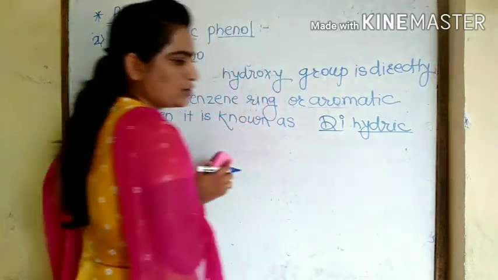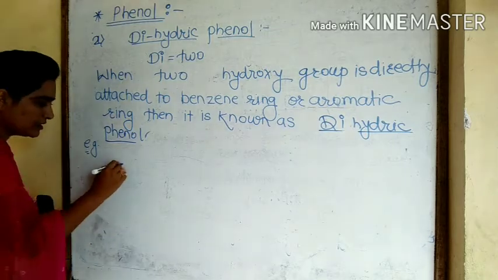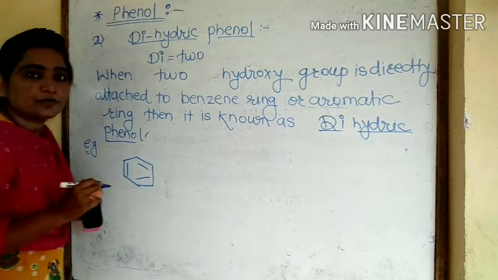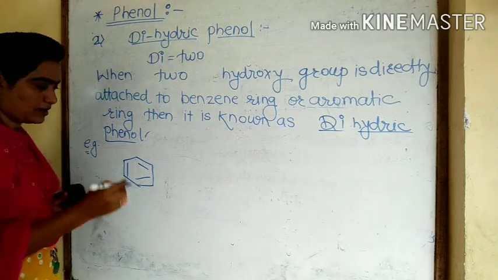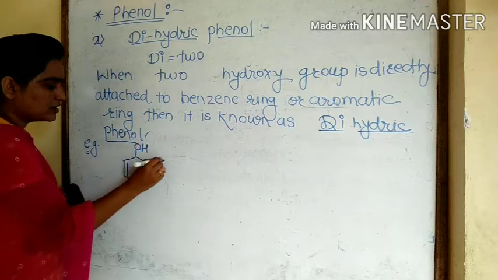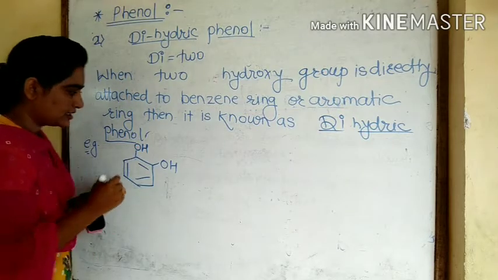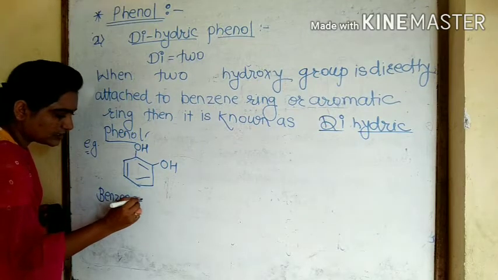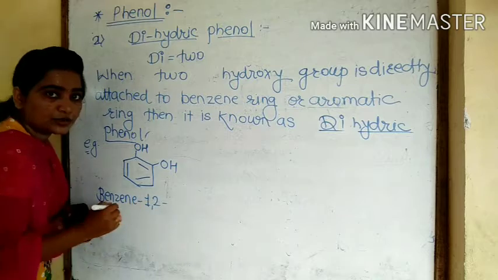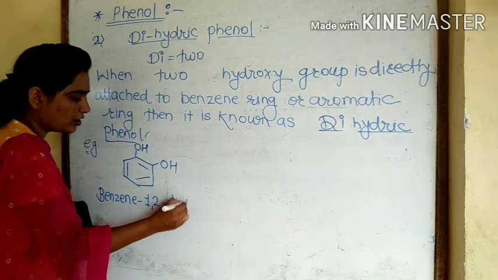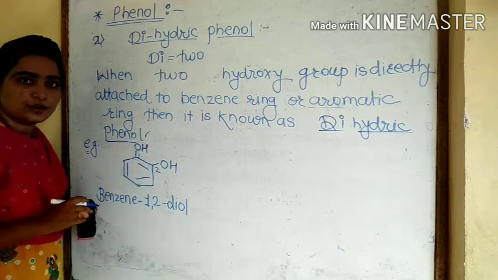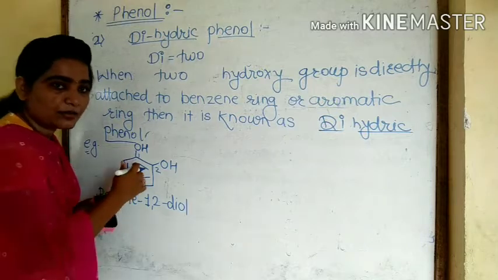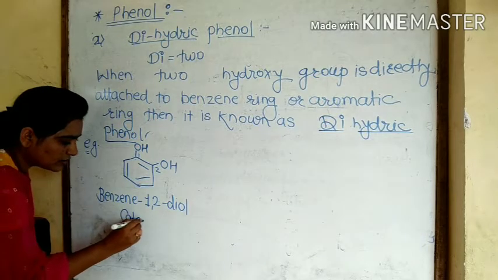So in the dihydric phenol, we take an example of catechol, or simply it is called benzene-1,2-diol. So here OH and here OH is present. So it is called benzene-1,2-diol. Here 1, here 2. Okay. The common name of this compound is catechol.